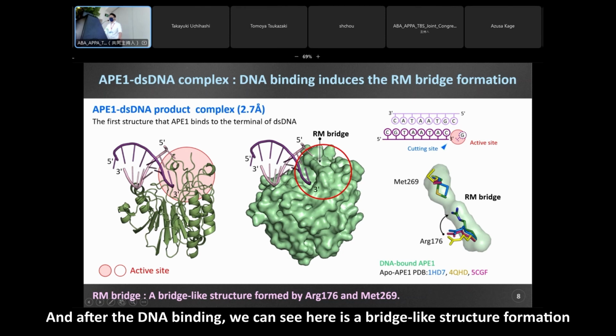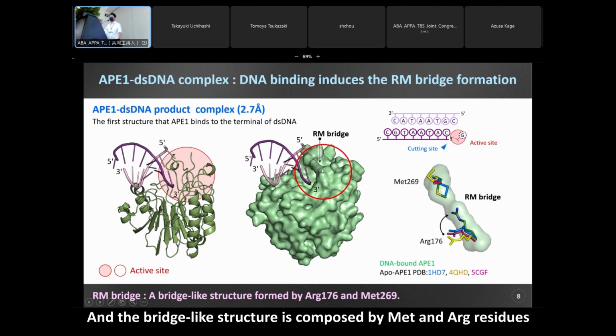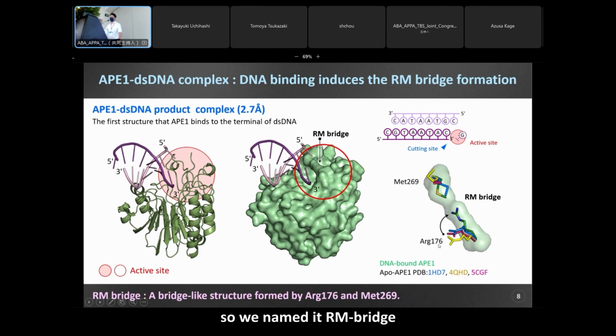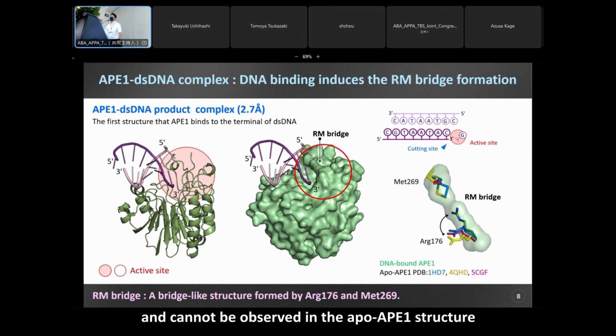And after the DNA binding, we can see here a bridge-like structure formation. The bridge-like structure is composed of a methionine and an arginine residue, so we name it the RM bridge. The bridge-like structure can only be observed in the DNA-bound complex structure and cannot be observed in the APE1 apo structure, which is proved by structural alignment.